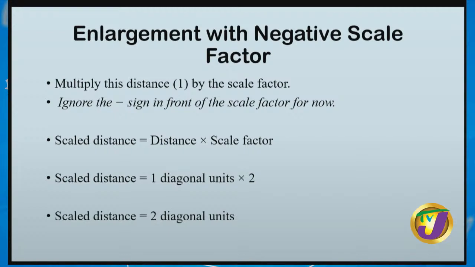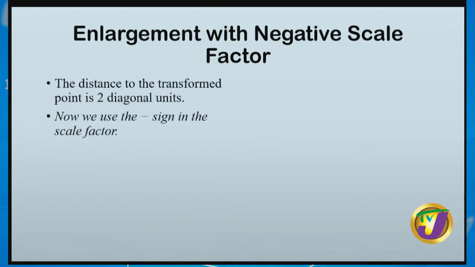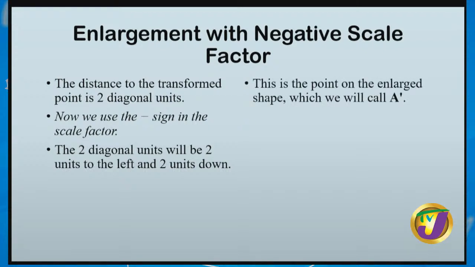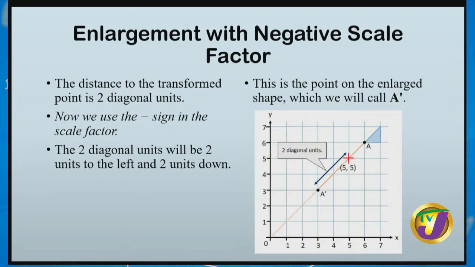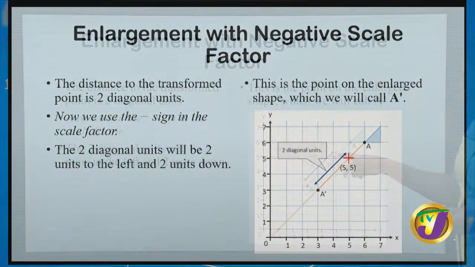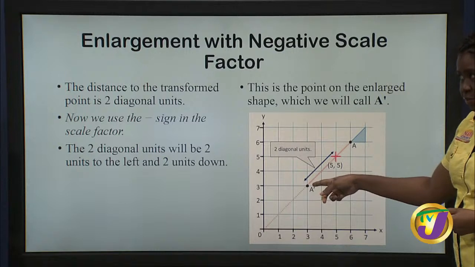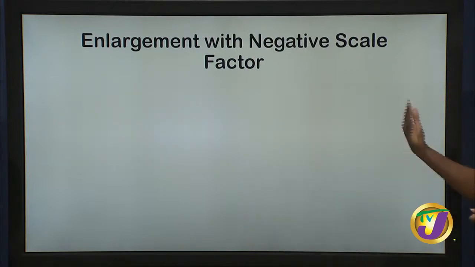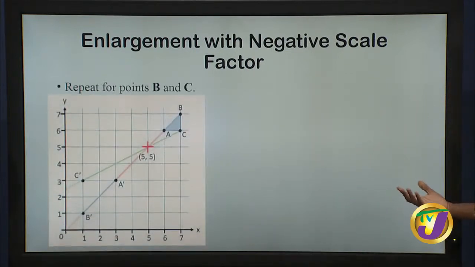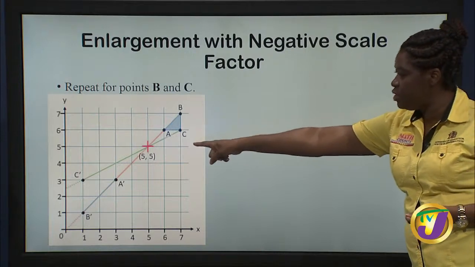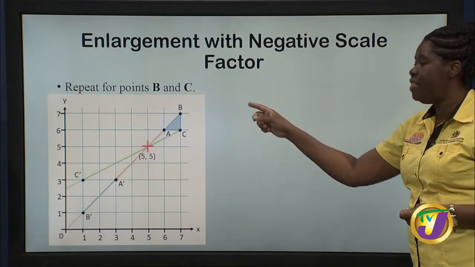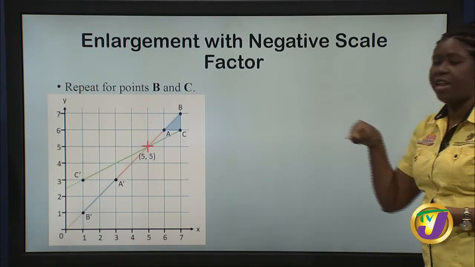Now, these 2 units would transform point A. So from the center of enlargement, we would measure 2 units from the center of enlargement. And we would repeat that for the other points. So you would measure from each point to the center of enlargement, multiply the length of that line segment by the scale factor, and then draw that line segment from the center of enlargement.